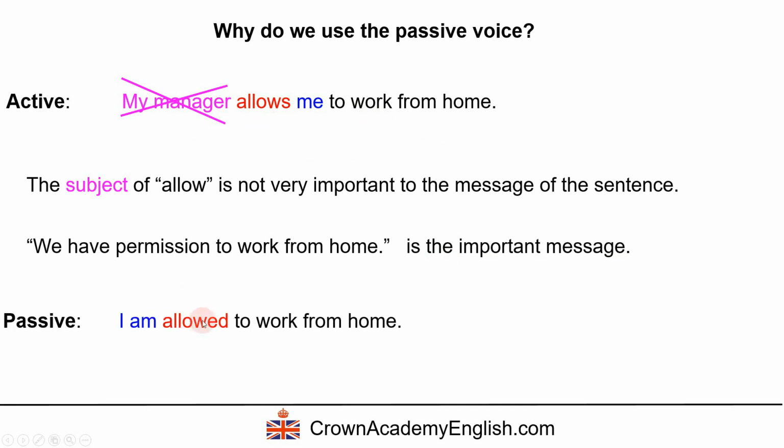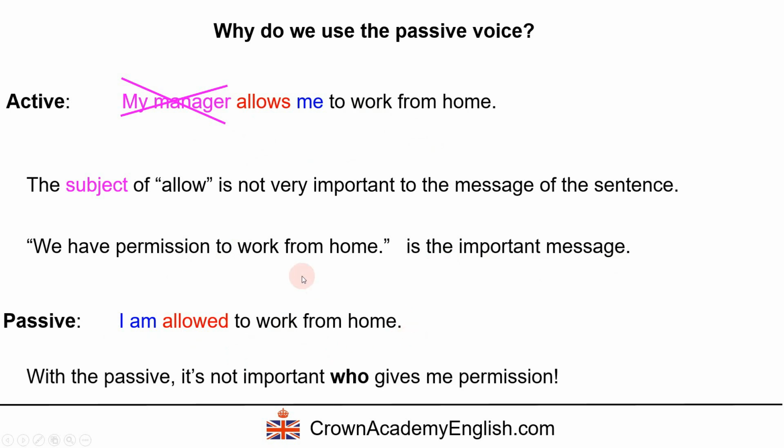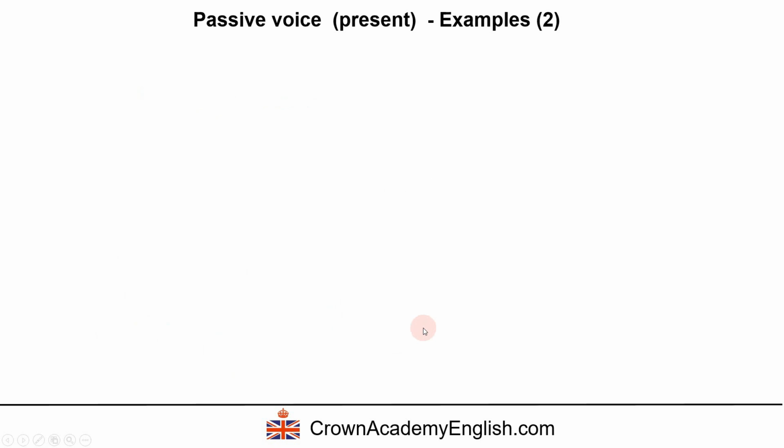So when we're talking about permission and allowing, this is more common. I'm allowed to work from home. So conclusion, with the passive, it's not really important who gives me permission. And we don't even mention it. Okay. Now let's look at some more examples. Let's continue with the present.